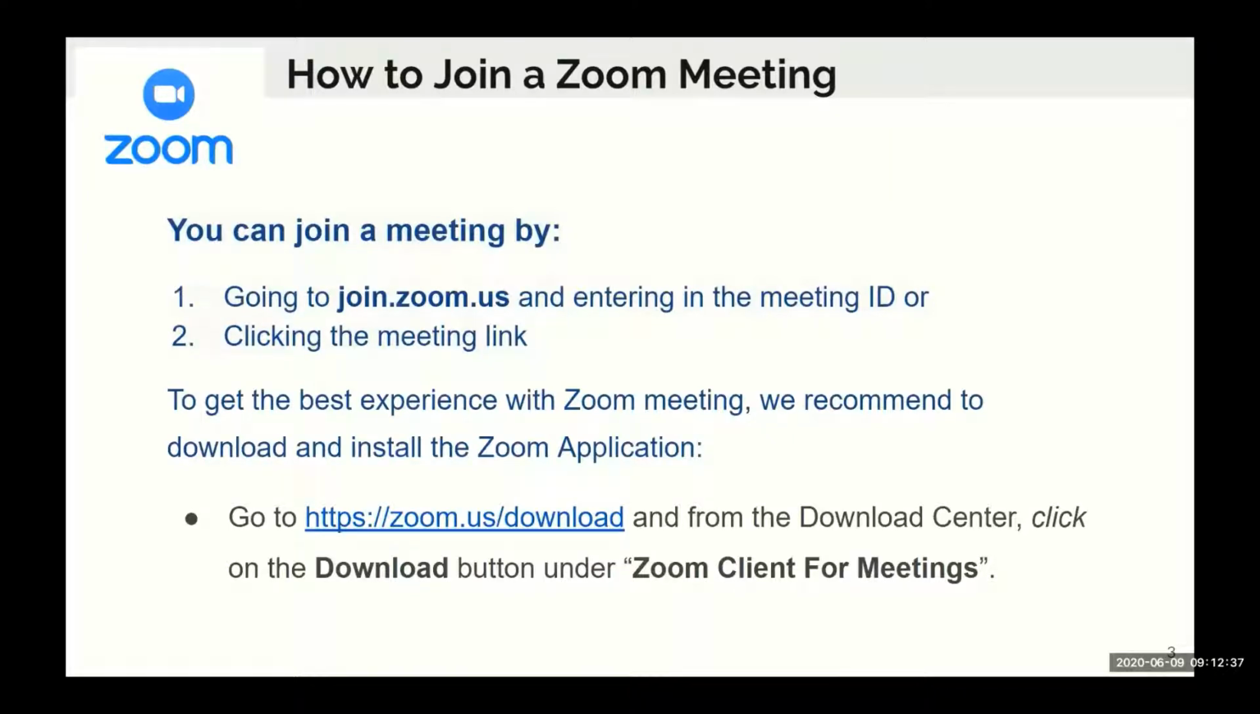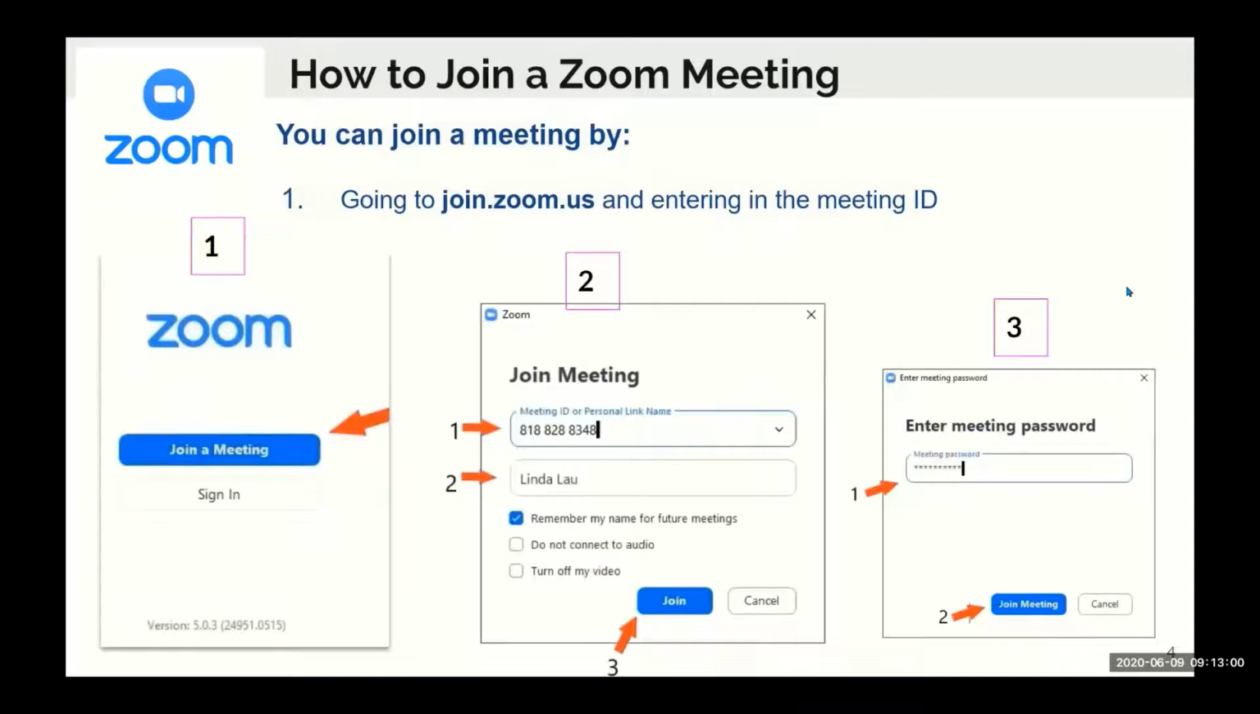Clicking the meeting link is probably the faster way to do it, because then you don't have to enter all the meeting ID numbers. To get the best experience with Zoom, we do recommend that you download and install the Zoom app. The link for that is there, and it is also on Self-Help for the Elderly's website. It is the Zoom client for meetings. All right, so here is a quick review of how you can join a meeting by going to join.zoom.us and entering the meeting ID.